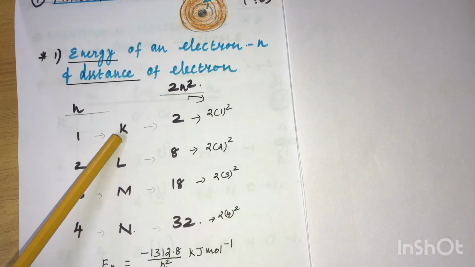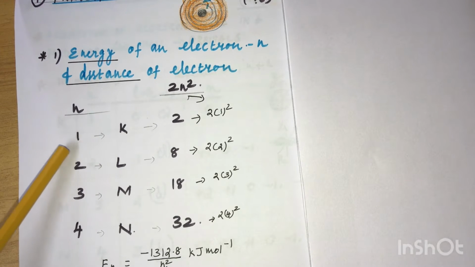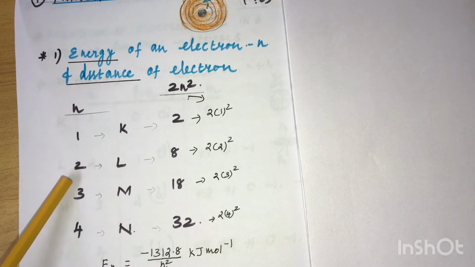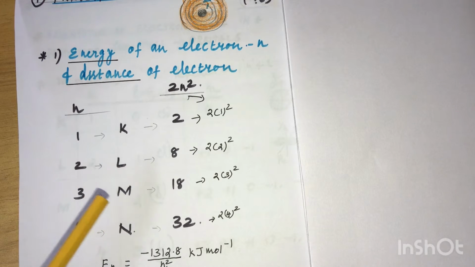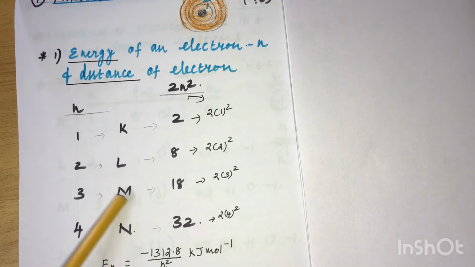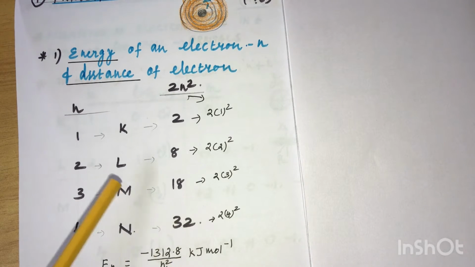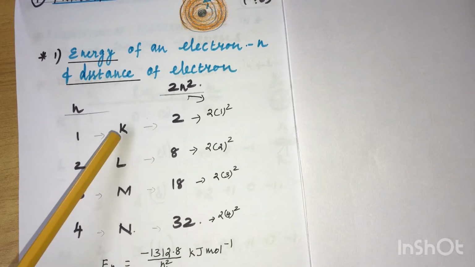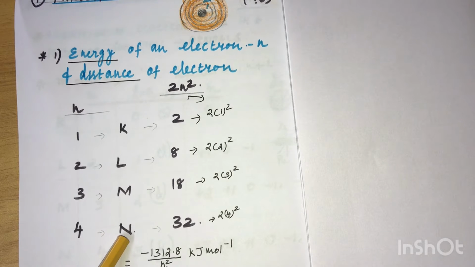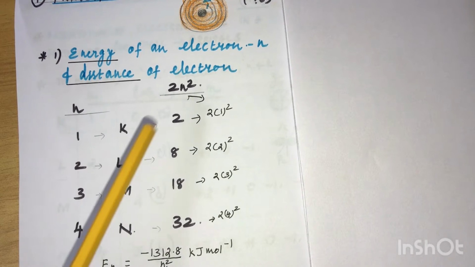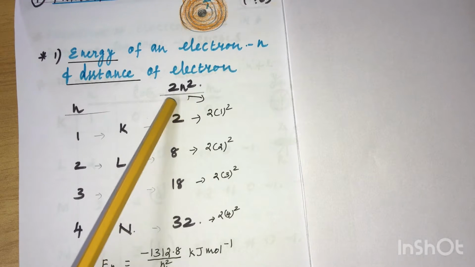For the K level, the principal quantum number n value is 1. For the L shell, the second shell, the principal quantum number value is 2. For the third level, the principal quantum number value is 3. For the fourth level, the principal quantum number value is 4. The number of electrons in each main energy level can be calculated by using the principal quantum number value with the formula 2n squared.